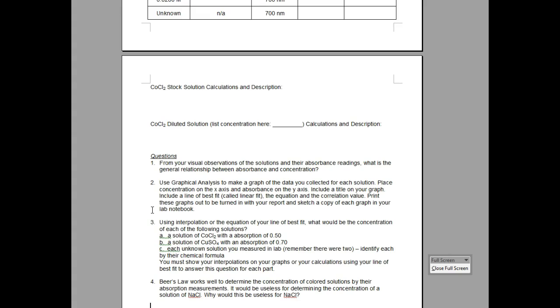Okay. Number 3 says use the interpretation or the equation of your line of best fit to determine the concentration of 4 solutions.